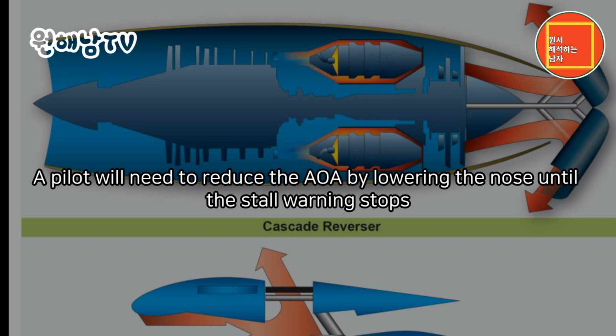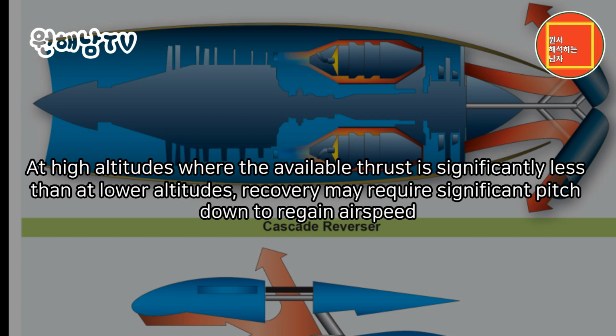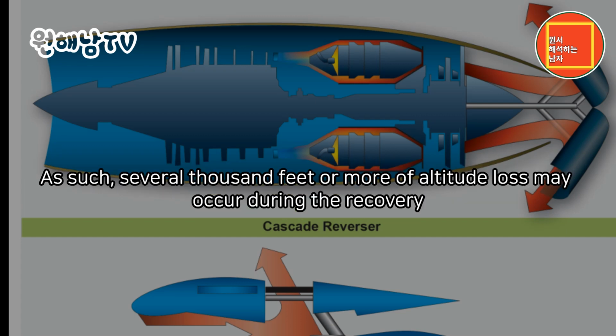A pilot will need to reduce the AOA by lowering the nose until the stall warning stops. However, after the AOA has been reduced to where the wing is again developing efficient lift, the airplane will still likely need to accelerate to a desired airspeed. At high altitudes where the available thrust is significantly less than at lower altitudes, recovery may require significant pitch down to regain airspeed. As such, several thousand feet or more of altitude loss may occur during the recovery.